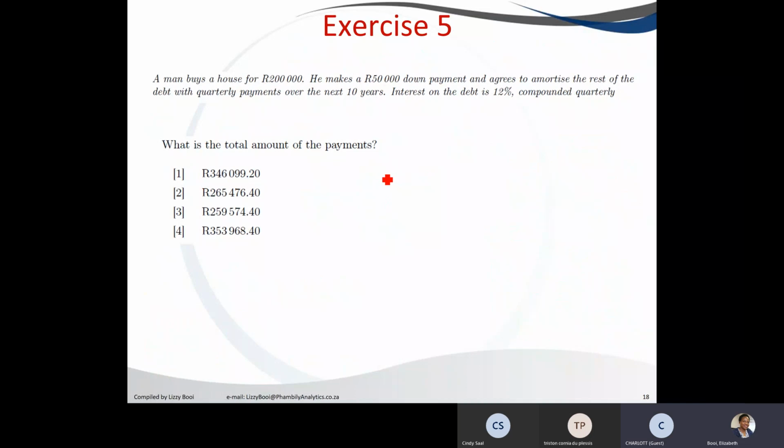So you will take that 6,489.36, multiply that with 40. How did we get 40? 10 years compounded quarterly. It means we're going to make 40 payments, and that should give you your answer. Option number 3. I got option number 3. It will be option number 3.